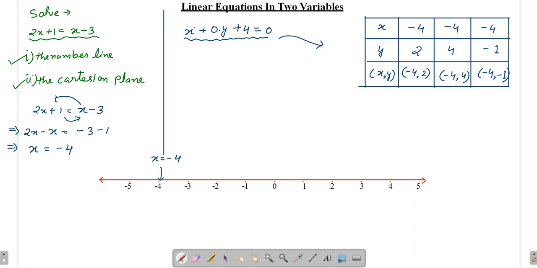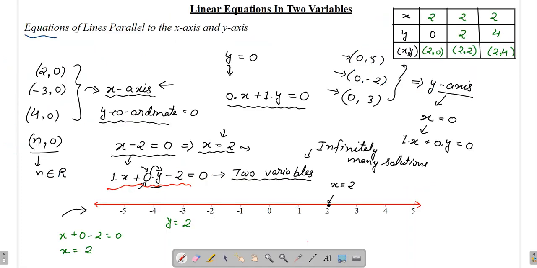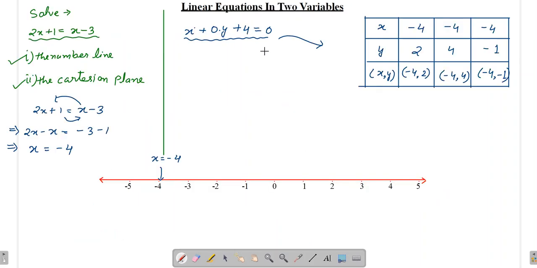We have talked about equations of lines which are parallel to x-axis and y-axis, and how to find out the solution of these equations. If it is containing only one variable, you can find its solution, and it will give you a unique solution which can be represented on a number line. If the question says to draw it in the Cartesian plane, we reframe it in this form, find its 3 solutions, plot these points in the graph, and then join the line passing through those 3 points.